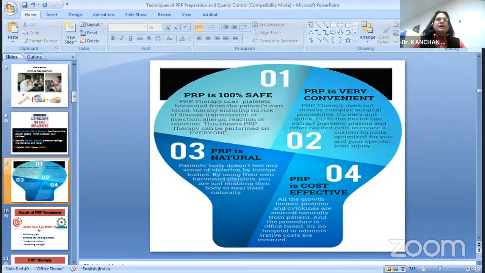Why platelet-rich plasma? First, it is 100% safe. PRP therapy uses platelets harvested from the patient's own blood. This therapy ensures no risk of disease transmission or allergic reaction to the injection. This means PRP therapy can be performed on everyone. Second, PRP is very convenient. Third, PRP is natural, not allogenic. The patient's body does not feel any sense of a foreign body by using their own harvested platelets. Fourth, it is cost effective.